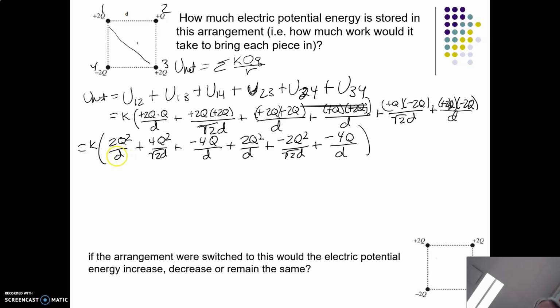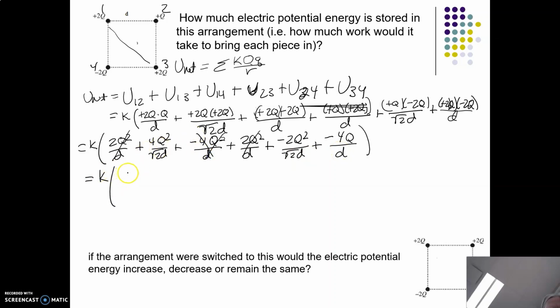Okay, so I have 2q squared over d and 2q squared over d, which is plus, sorry, that should be squared there. That would be 4q squared over d, and this is a negative 4 q squared over d. So that combination is going to cancel. That's a root 2, that's a root 2, and that's not a root 2. So what we have left here, we have k, and we got rid of that.